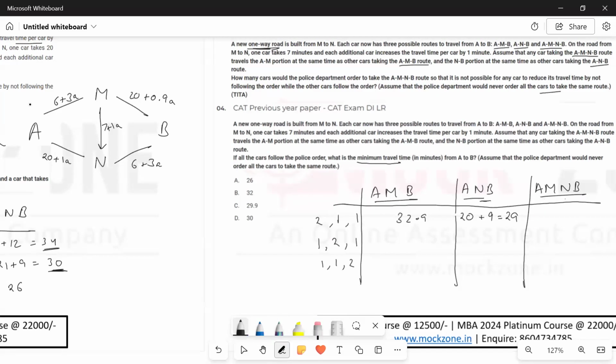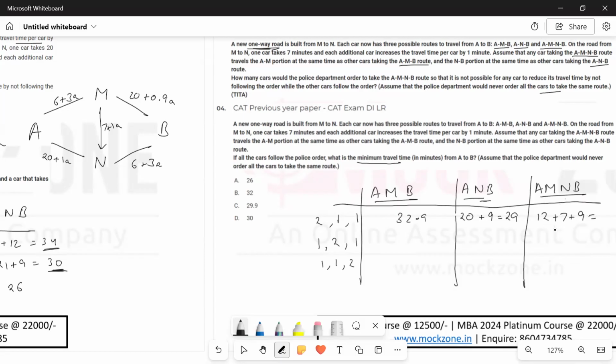And AM and B, how much is it? There are three cars traveling from A to M, which will make us 12 minutes. From M to N, there is only one car traveling, plus 7. N to B, there are two cars traveling, plus 9, which will make us how many? 12 plus 16.